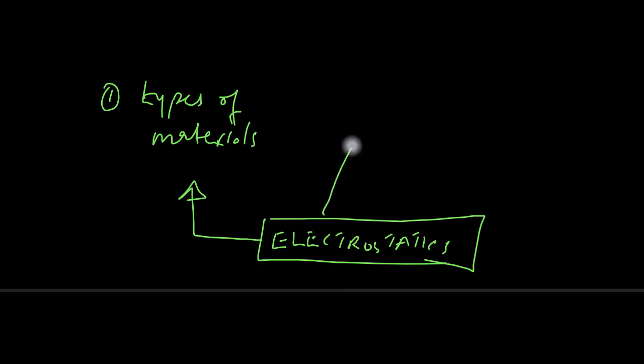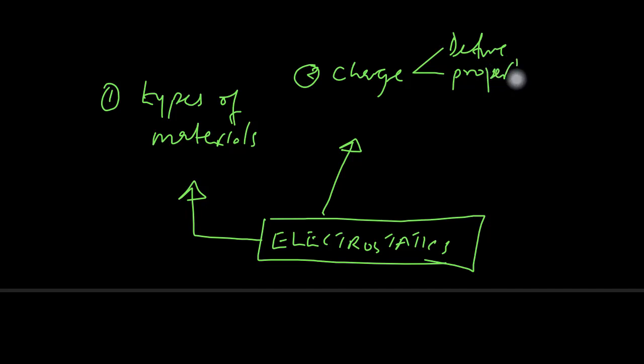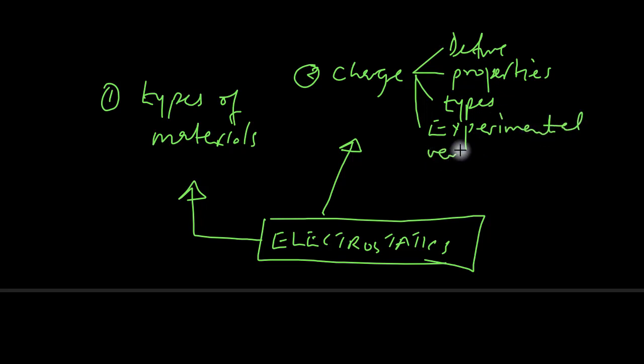We'll go ahead and look at the term charge. This is very important because electrostatics is mainly about the study of charge. So we'll look at what charge is, we'll define the term charge. We'll go ahead and look at the properties of charge. We will also look at the types of charge, and we'll look at the experimental verification of the two types of charges.